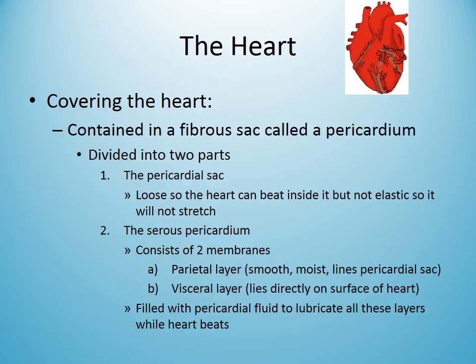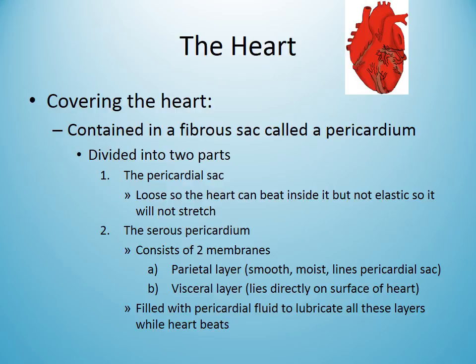The serous pericardium consists of two different membranes. We have the parietal layer, which is smooth, moist, and lines the pericardial sac. So that sac that surrounds the heart, that's that loose sac, the parietal layer lies touching that. And then we have our visceral layer, which is the membrane that lies directly on the surface of the heart. So it's kind of like one touches one surface and the visceral touches the other layer.